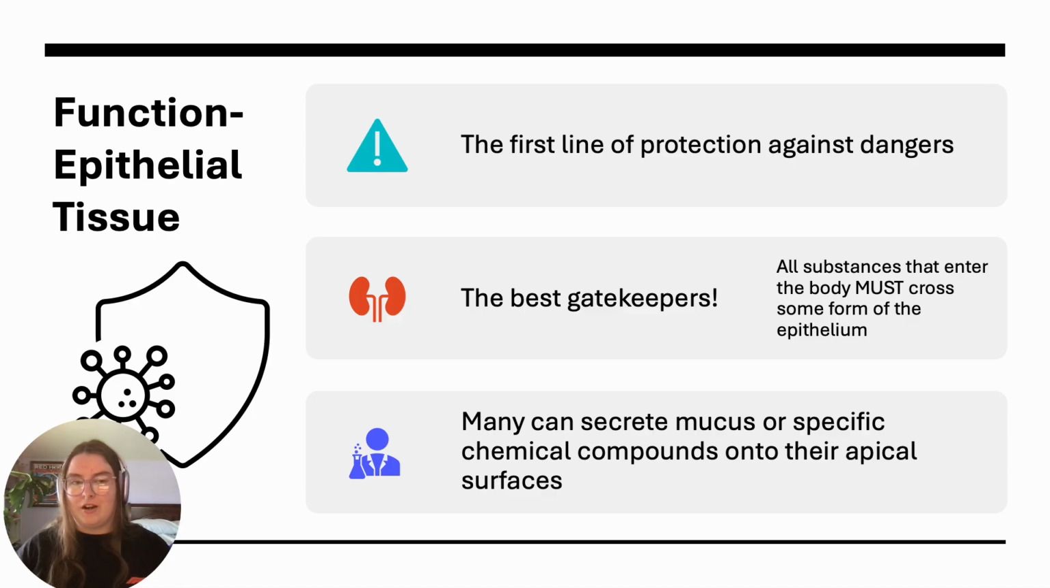And what's actually very interesting about epithelia is that some are built with structural features that allow specific molecules and ions through their cell membranes, and many can secrete mucus or specific chemical compounds on their apical, which is their closest to the outside surfaces. One specific example is goblet cells, which are found in the respiratory tract and secrete mucus that traps incoming invaders.